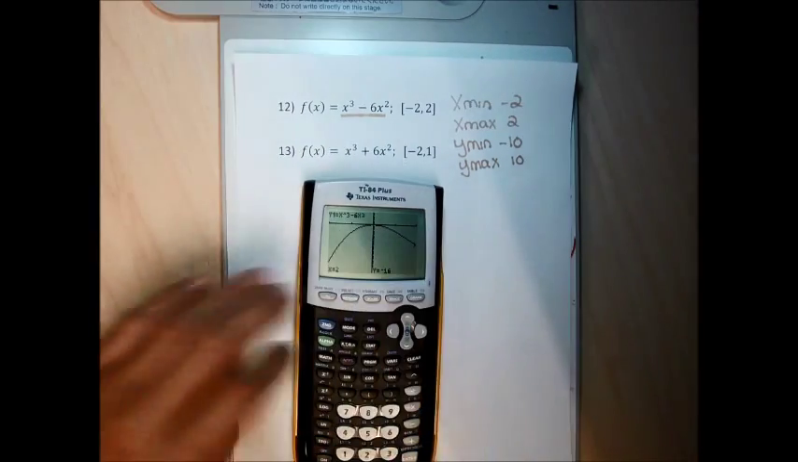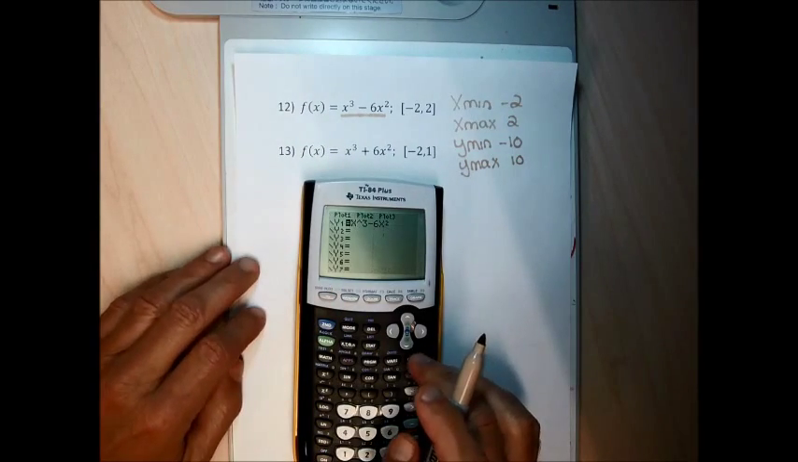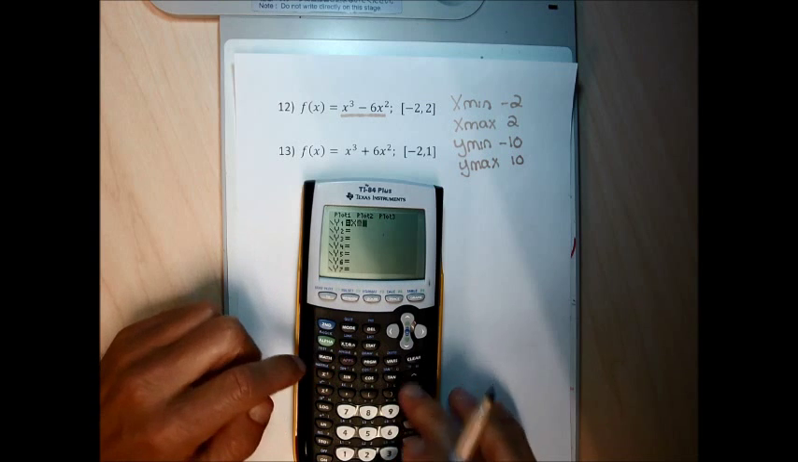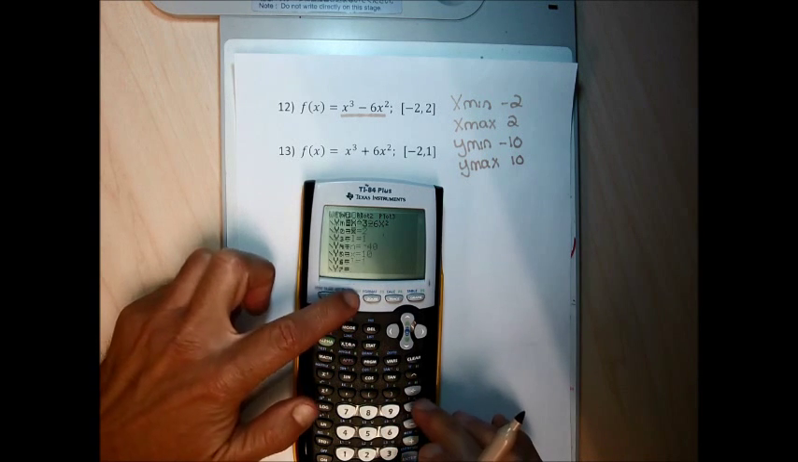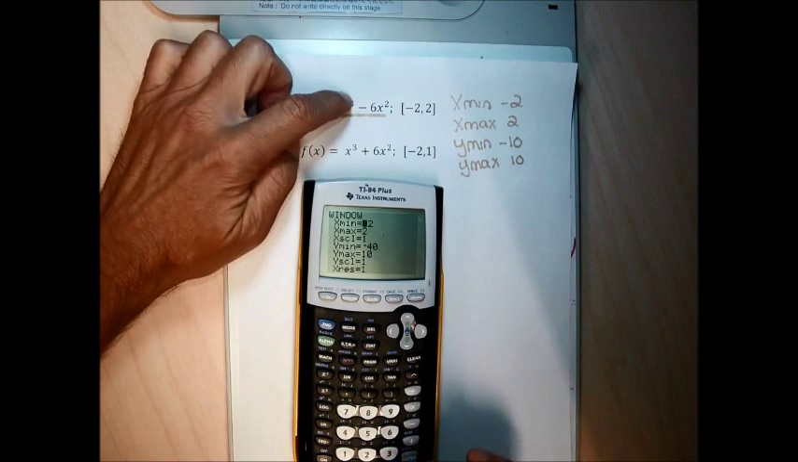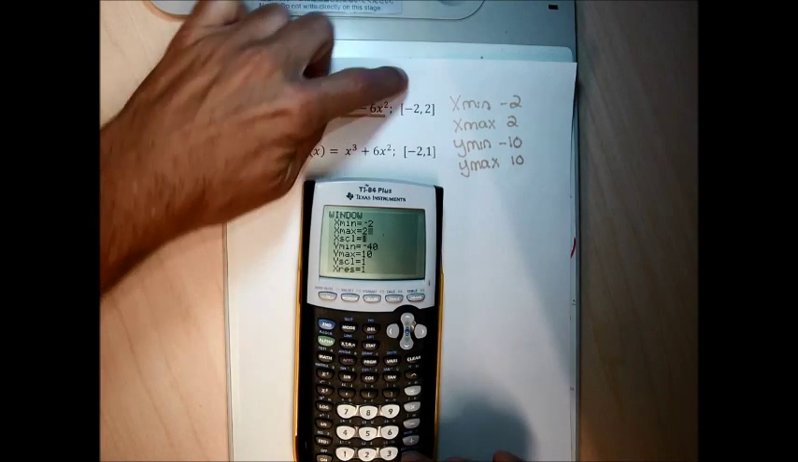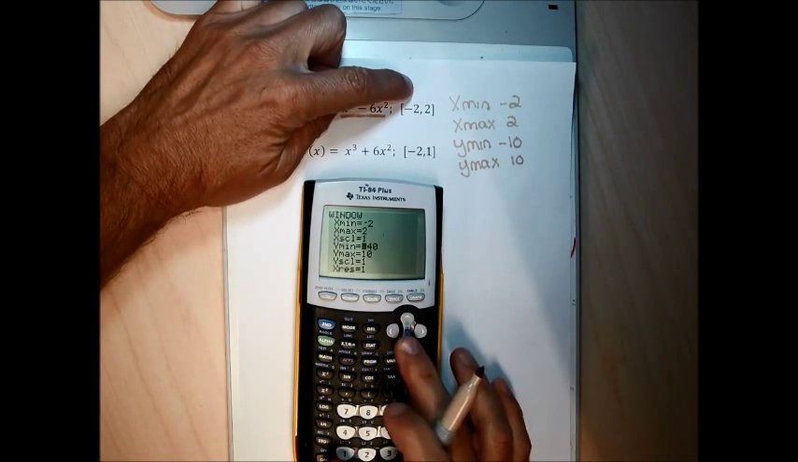So let me graph the function y equals, already have it in there, x up arrow 3 minus 6x squared. Set my window. The x's have to be negative 2 and 2 because this is the window I'm told to work with.